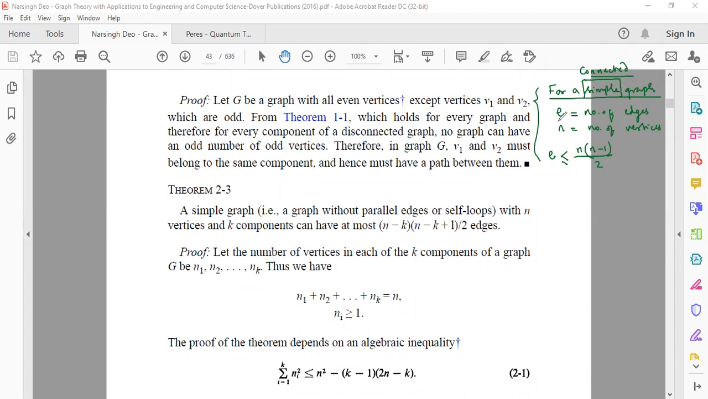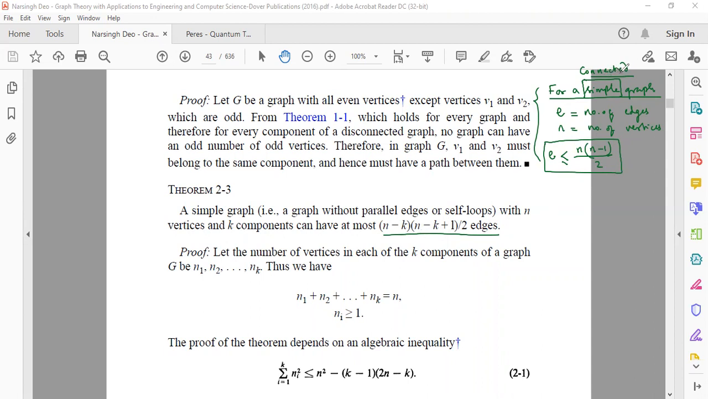Now, since I have introduced the notion of connectedness and disconnectedness, and you know what we mean by components, let's try to figure out whether this particular result that I proved in the previous class can be made a special case of the given result, which I have underlined over here.